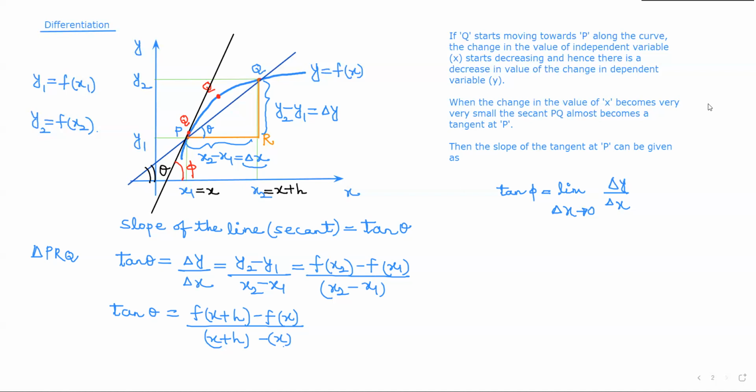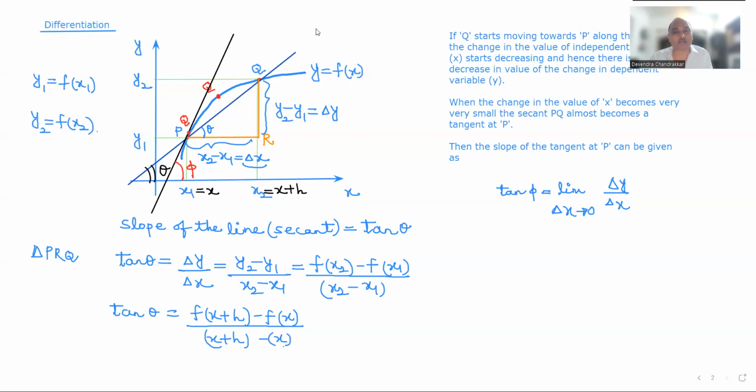Yes, sir. That is why we are writing limit delta x tends to 0. We are not equating it to 0. Why we are not equating it to 0? Because it is not equal to 0 there. And if it happens to be 0, what will happen to delta y by delta x? It will become not defined. Any fraction where the denominator is 0, it becomes not defined, right? And we don't want anything which is not defined.